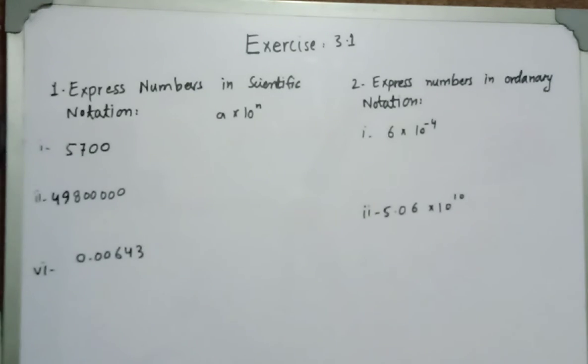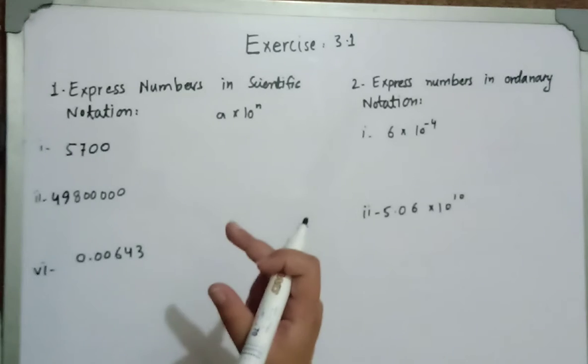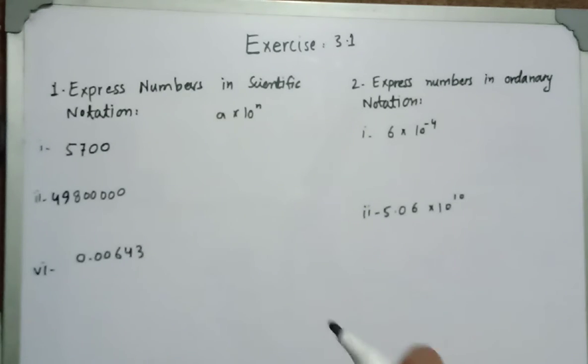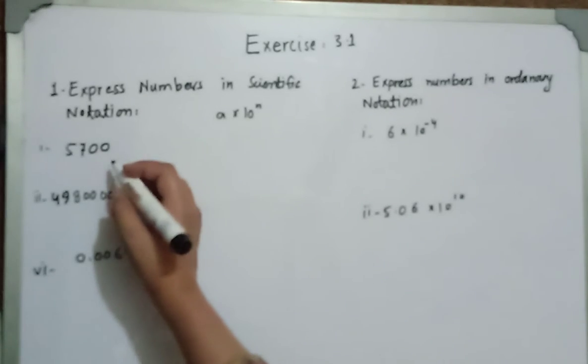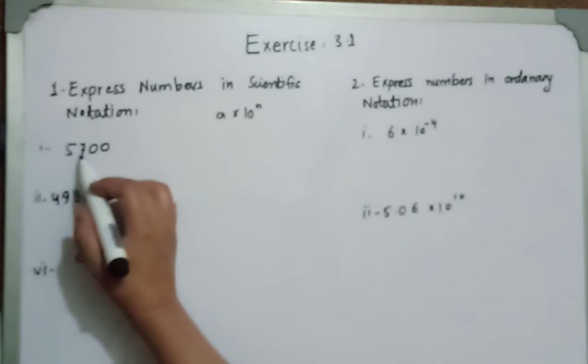Whenever we have a very large or very small number, we write that number in scientific notation so that there is less chance of error or no error. Because if you write a very large number, there is a possibility that you skip some digit, and that can lead to error. So let's start with part 1 of this question, which is 5700.